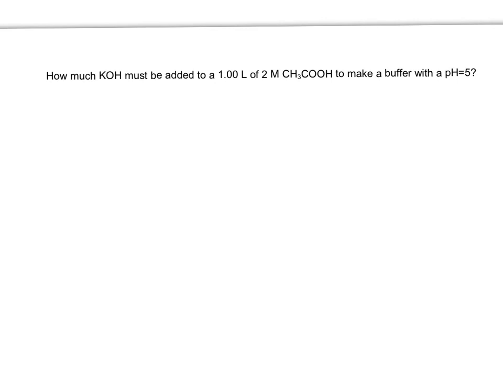So, right now, I don't have a buffer. All I have is KOH and acetic acid. I'm gonna mix them together to figure out how much KOH I need to add, right? Well, let's write the reaction that's going to happen. In chemistry, whenever you're mixing two things together, write the equation first. So my KOH, I don't care about my potassium. It's a spectator. It's OH minus that's reacting here. I'm going to mix that with my acetic acid.